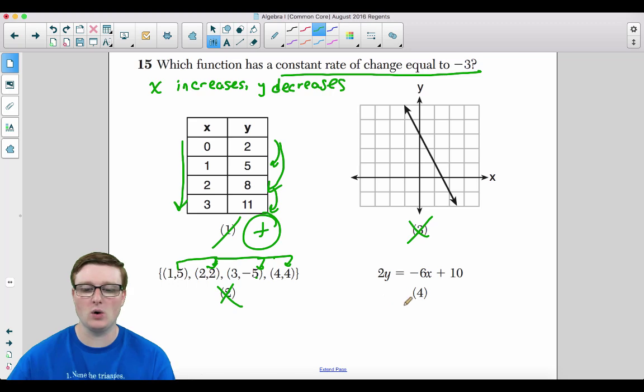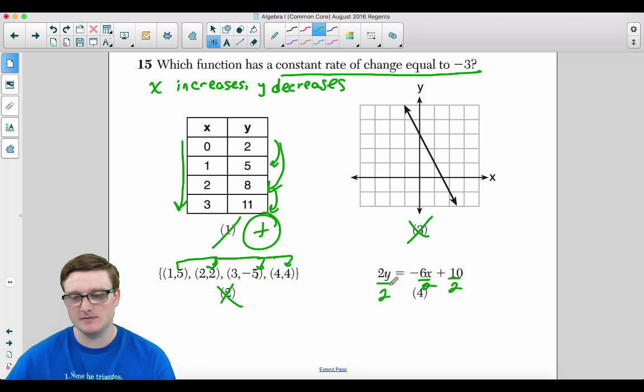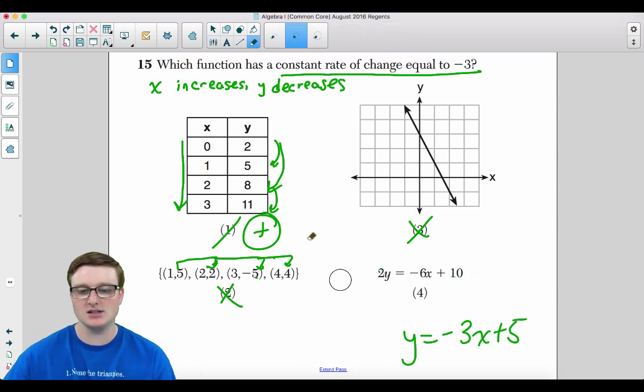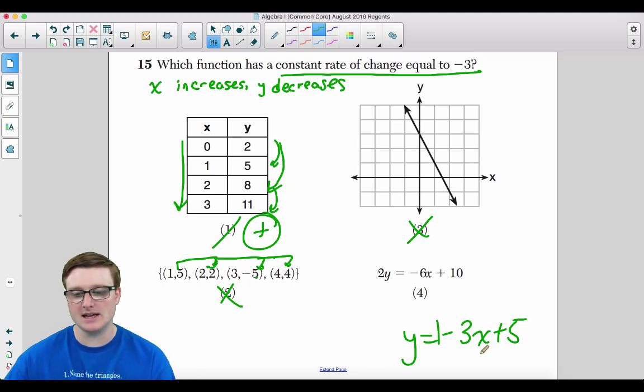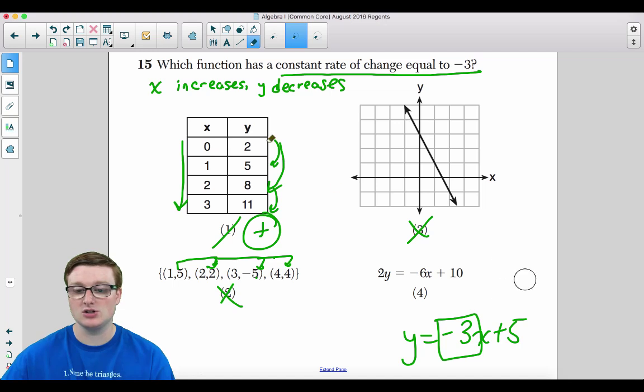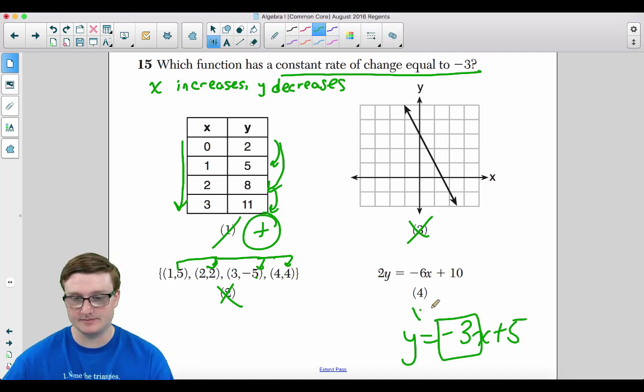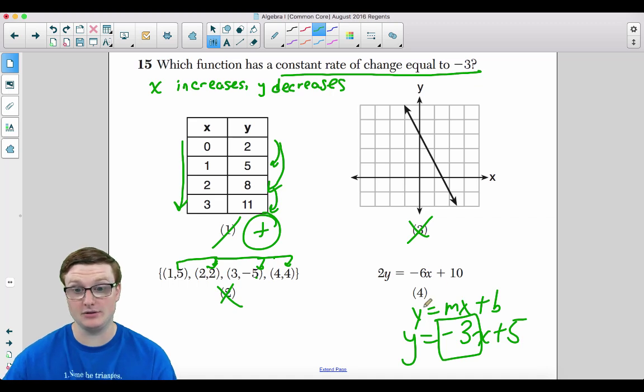Let's take a look at choice 4. So if we divide each number by 2, we get y is equal to -3x plus 5. Yes, that has a slope of -3 because this is your m value for y is equal to mx plus b. So it does, in fact, fit that description of a slope of -3. So your answer is going to be choice 4. All right, moving on.